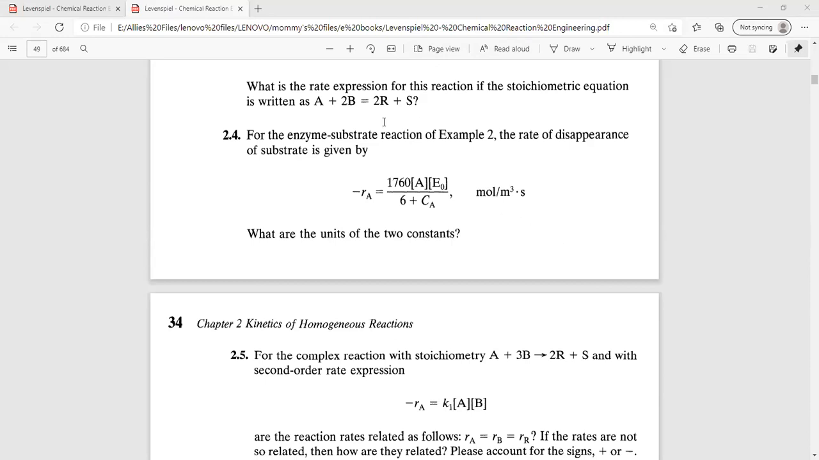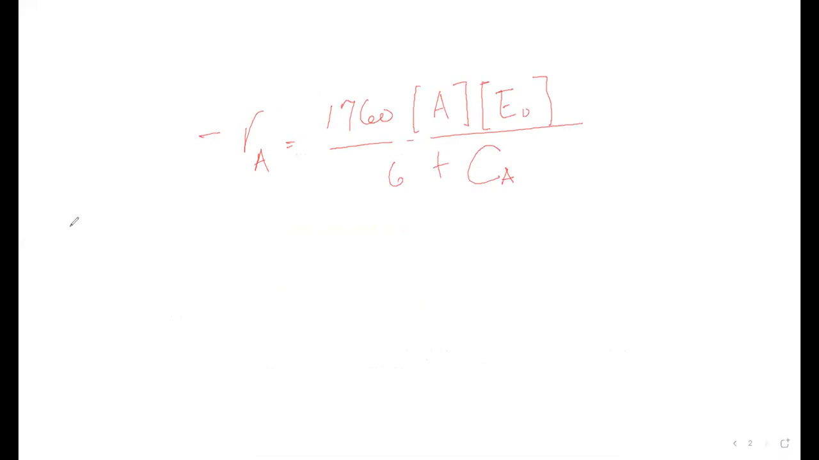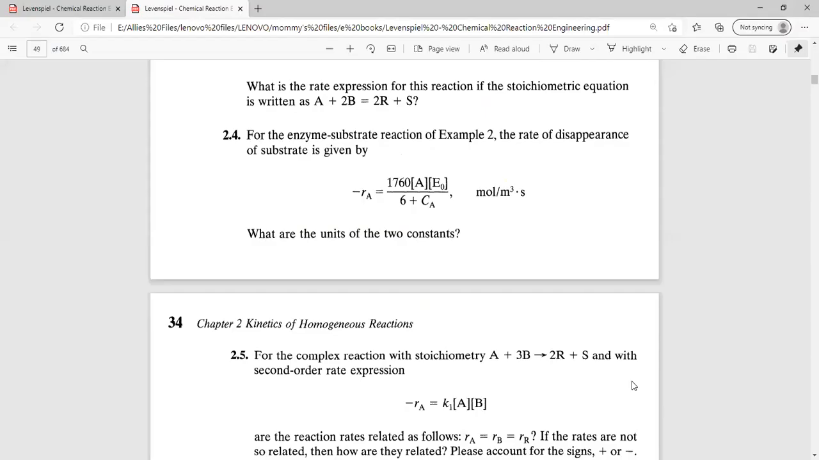Okay, sige. To check whether your answers are correct, let's go back to the board. So your rate expression is 1760. Then you have, this one is concentration, and this one is, what's E? Anybody? What's E? Wait, let me check again. Is that CA? Okay. Now, you do not know E sub O.